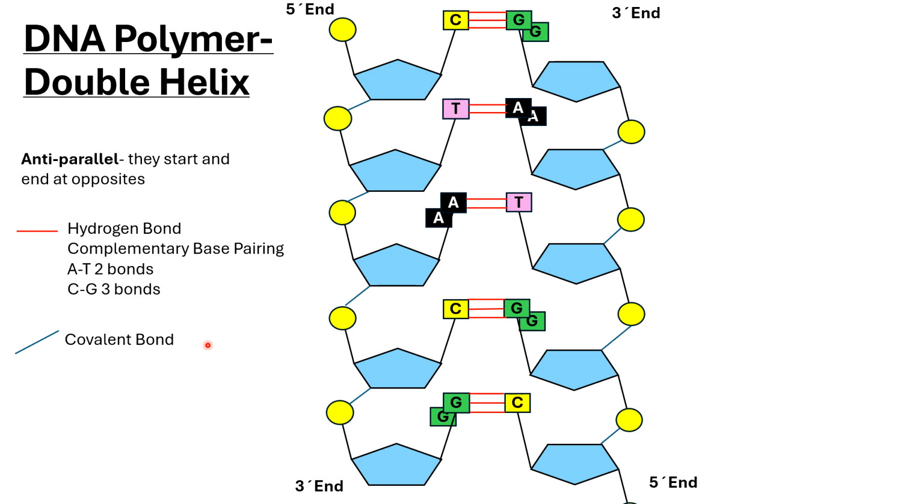So then we have the covalent bonds that we saw before between the hydroxyl of the 3rd carbon of a pentose sugar and the phosphate of the 5th carbon of a different pentose sugar. Okay, then we have the pentose sugar, which is actually deoxyribose for DNA, and that would be it.